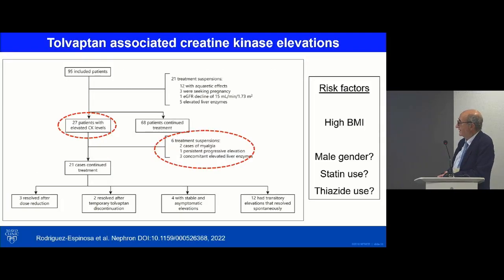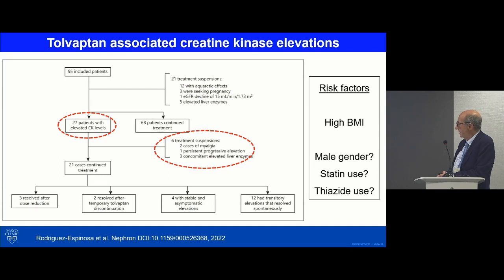Now, another adverse event that has been reported more recently is the elevation of creatine kinase. This study was triggered by the report of 2 patients that developed elevations of creatine kinase, with one of them at least with myalgias. And because of that, the study from Barcelona in Spain showed, surprisingly, that a high percentage, almost 30% of the patients starting on tolvaptan in this particular study, had an elevation of creatine kinase.